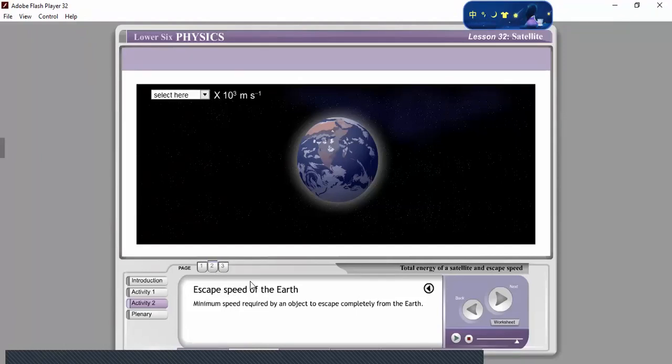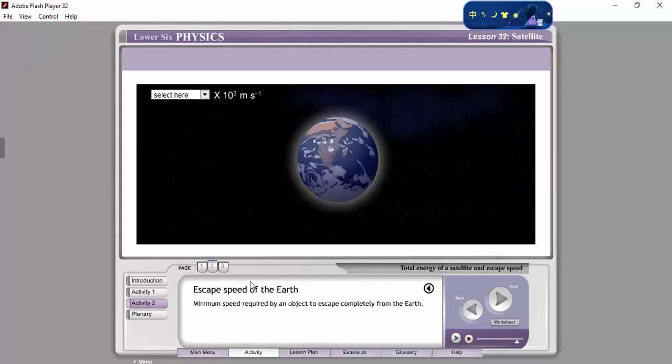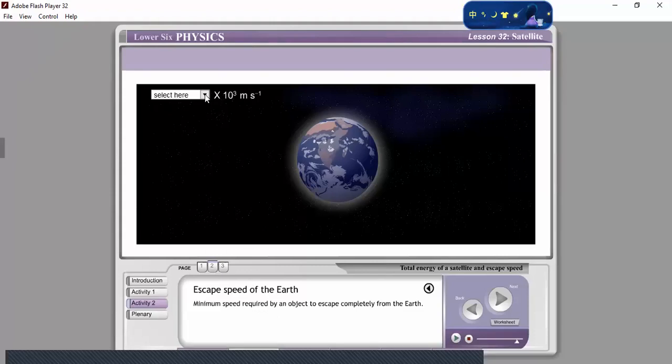So this means that if we launch something and we wish the object to reach space, we must launch with a minimum speed. That is the escape velocity. Let's observe what will happen with a speed of 11 times 10 to the power 3 m s^-1. The missile is launching. The missile escapes completely from the Earth's gravitational pull.